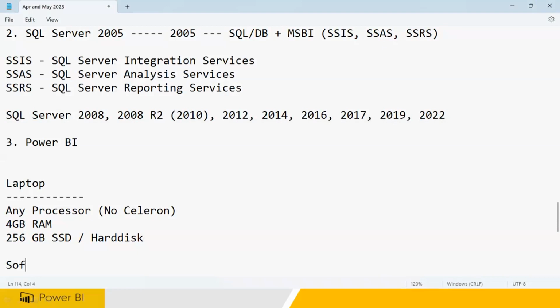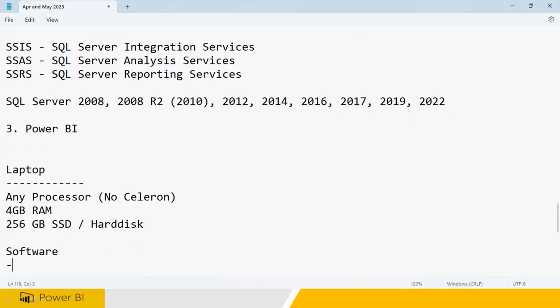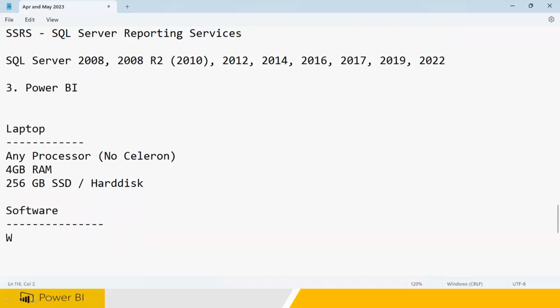But what are the softwares that you need to have? Compulsorily, you have to have Windows 10 or 11, Home or Professional. Clear? You cannot say, sir, I have Windows 7, what should I do? You throw the laptop out or you have to upgrade. We cannot do anything there. So remember, you need to have compulsorily Windows 10 or 11. If you have Windows 7, you cannot do anything. Compulsorily, you have to upgrade your machine. Go to a hardware shop and upgrade.